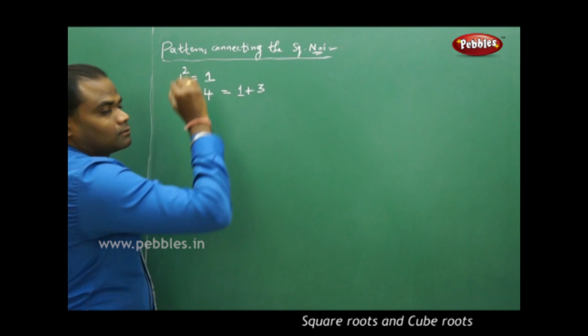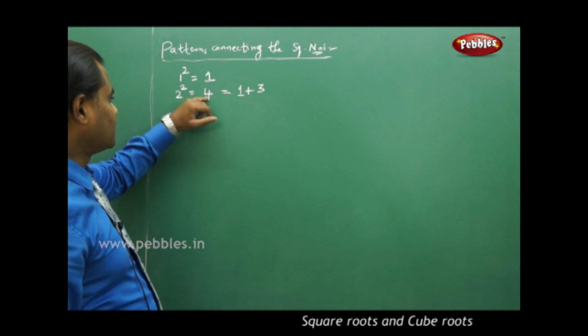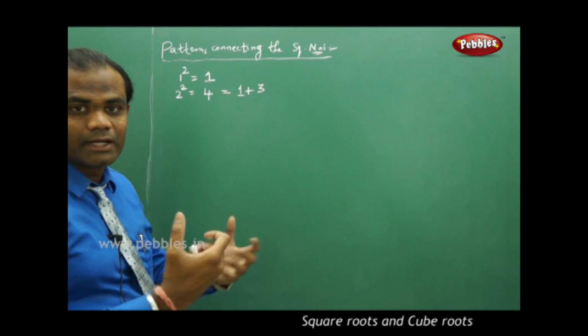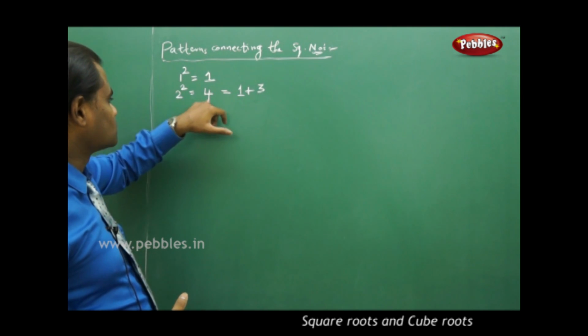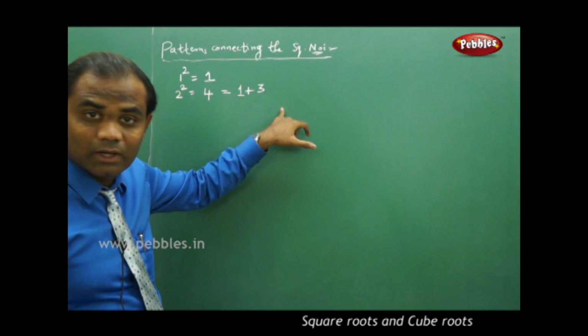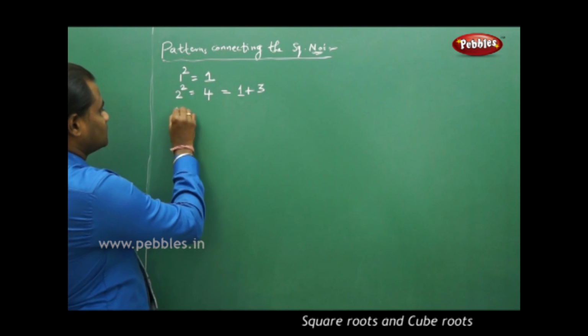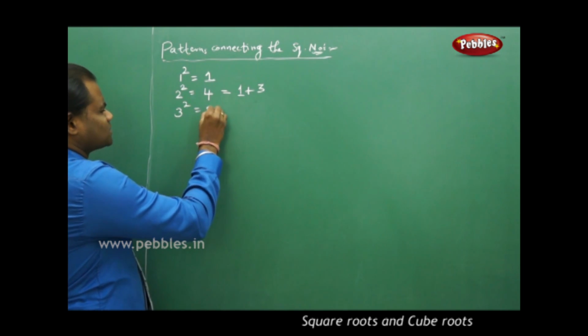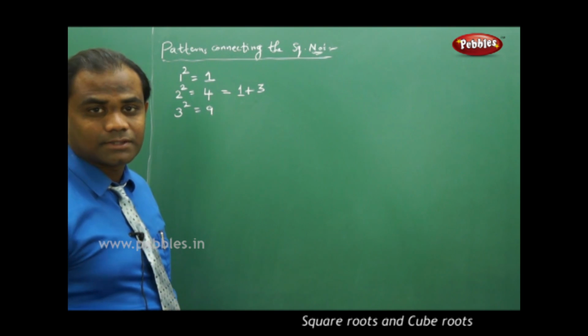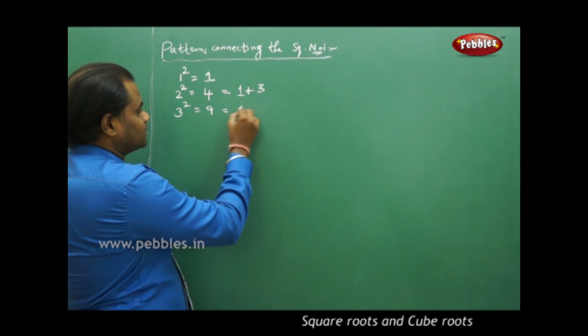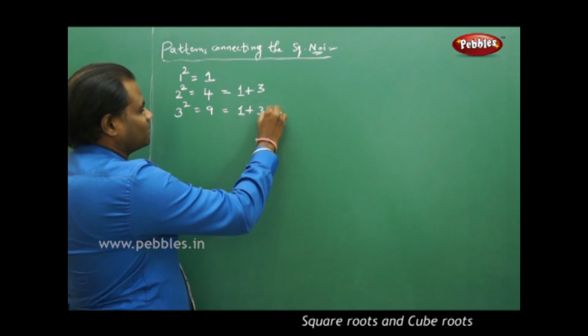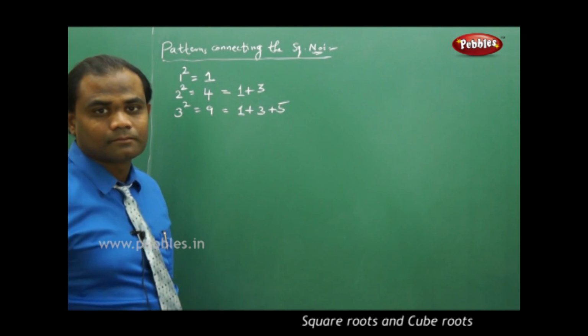But 4 I can write as 1 plus 3. So let me identify a pattern by splitting 4 as 1 and 3. The sum of 1 and 3 gives me 4. So 2 square is 4, which I can equally write as 1 plus 3. Next, I have 3 square, which is 9. The square of 3 is 9, and I would like to split 9 as 1 plus 3 plus 5.